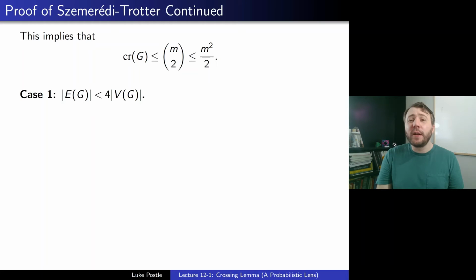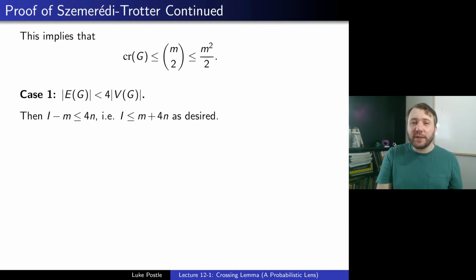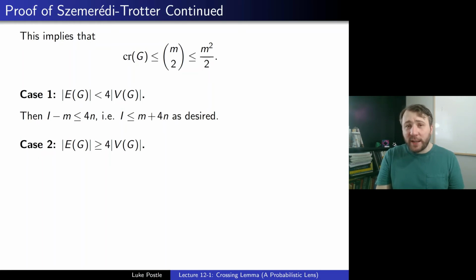We just have to almost apply the crossing lemma. But there's an issue. Crossing lemma only works if E is at least 4 times V of G. So case 1, if E is smaller than that, if there just aren't many edges, well then I minus m, which is the number of edges, is at most 4n, so then I is at most m plus 4n as desired. So this kind of covers the case where somehow the number of incidences is more linear in n and m. Then the case 2 is that E is indeed at least 4 times the number of vertices of G, and so we can apply the crossing lemma.